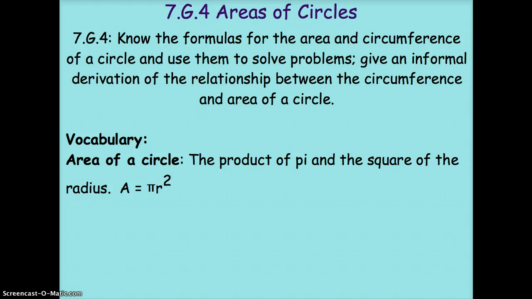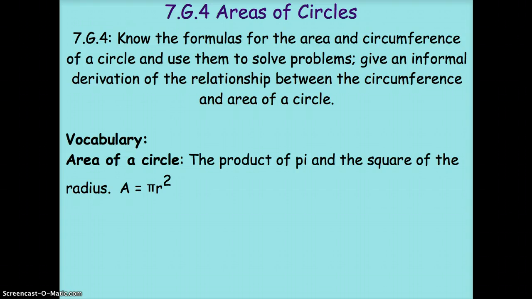Notes 7.G.4, Areas of Circles. You will notice we've covered quite a bit of this standard, and that's because the standard has a lot of different parts to it, so we've been doing it for quite a while. This standard, we are covering the portion that says know the formulas for the area and circumference of a circle and use them to solve problems. Give an informal derivation of the relationship between the circumference and the area of the circle.